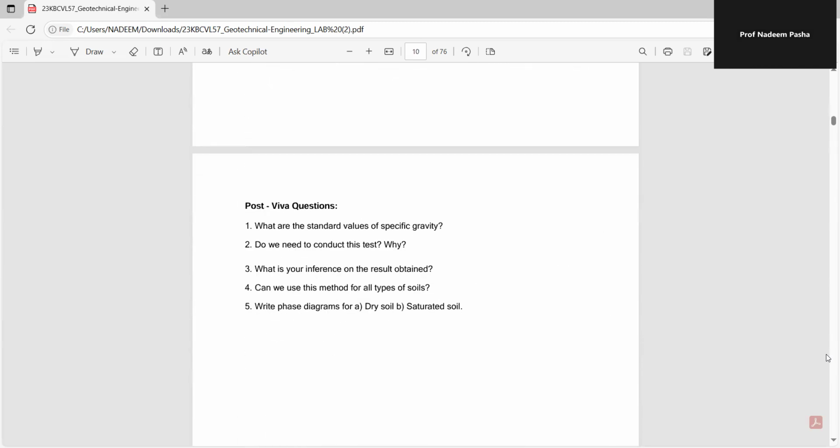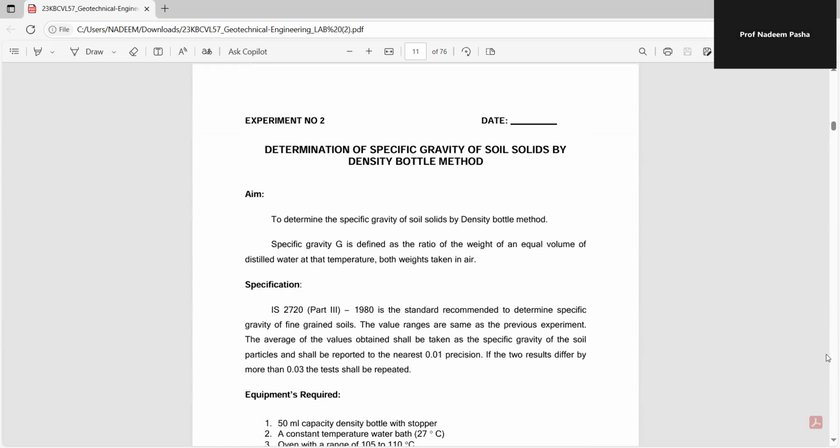Experiment number two: specific gravity of soil solids by density bottle method. The aim of the experiment is to determine the specific gravity of soil solids by the density bottle method. Already we have seen what we mean by specific gravity. Specific gravity G is defined as the ratio of the weight of a given volume of soil solids to the weight of an equal volume of distilled water at that temperature, both weights taken in air. Or in simple words, the ratio of weight of solids to the weight of water.